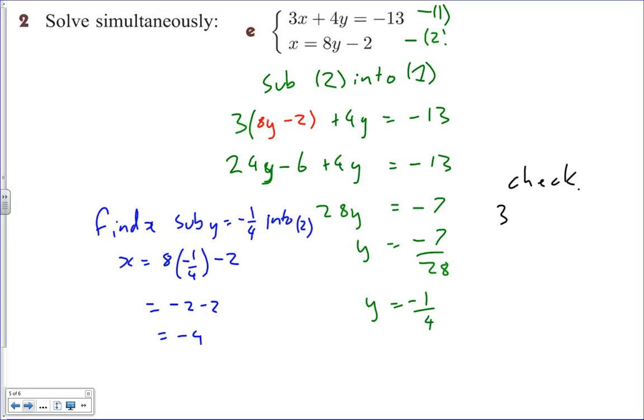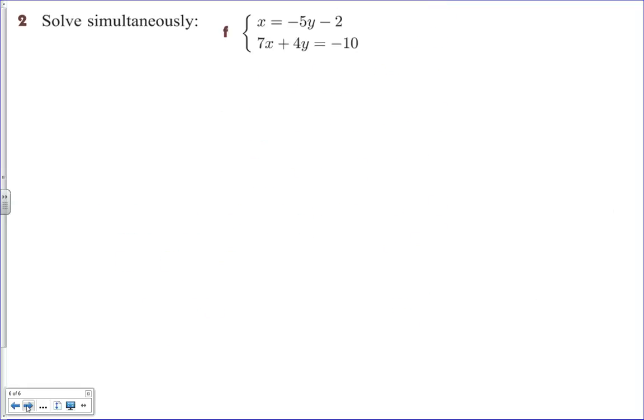Again, we go through and check. So 3x, which is negative 4, plus 4y, which is negative a quarter. So 3 4s are negative 12, take 1, equals negative 13, which is the answer we are looking for. And last one, again, 1, 2.